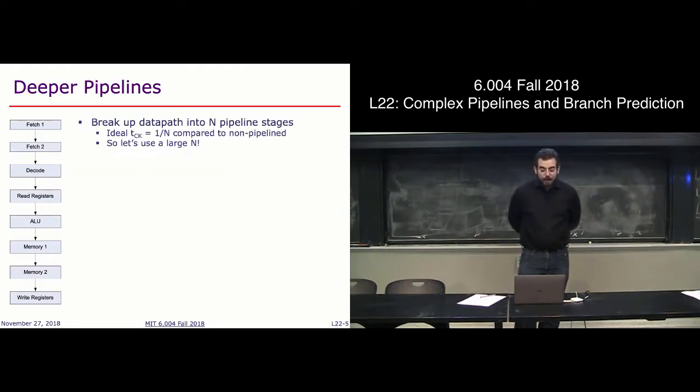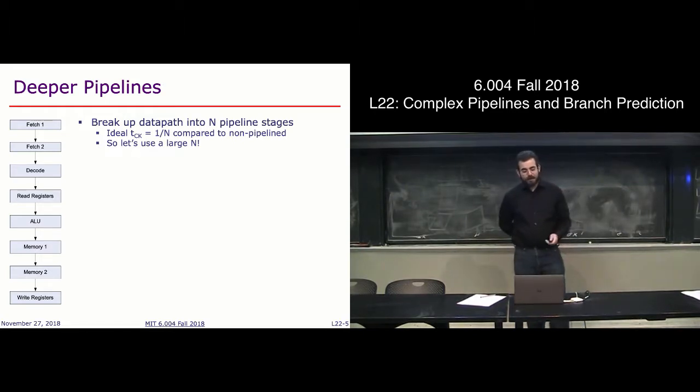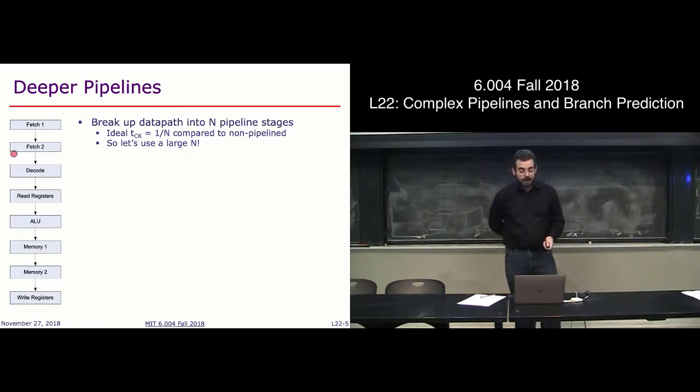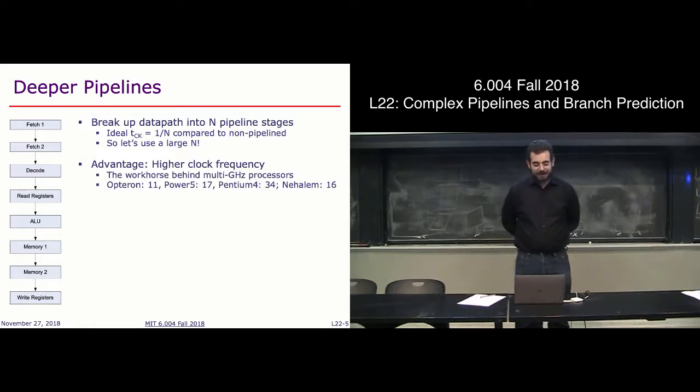Okay, so deeper pipelines, essentially the key idea here is if 5 stages were good, then 10 must be better, then 15 must be better, right? So instead of having 5 stages, we can keep breaking up the work that we do into more and more and more stages. So instead of having a single cycle for fetching, we can have 2 cycles, which allows us to clock the memory faster or to use larger memories. We can break up decode into decode and read registers and so on and so forth. Right? And so, this is good because to a good degree, this is the main weapon that modern processors use to run at multiple gigahertz.